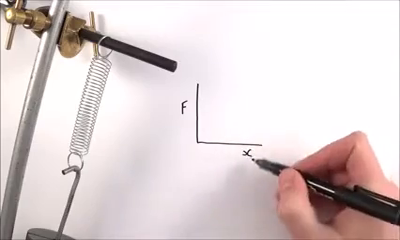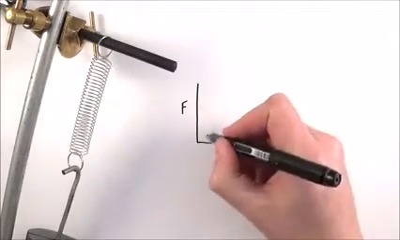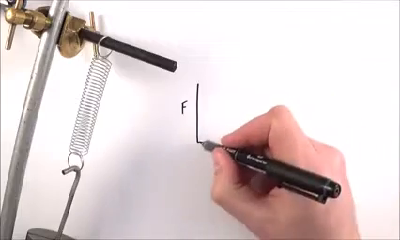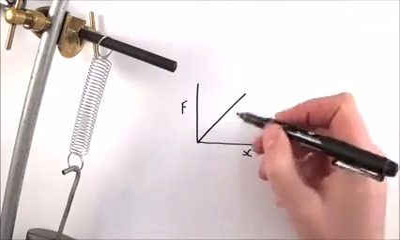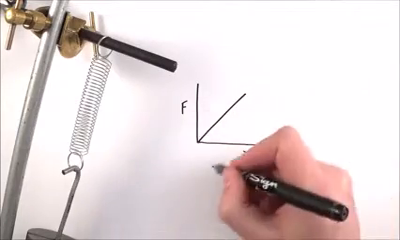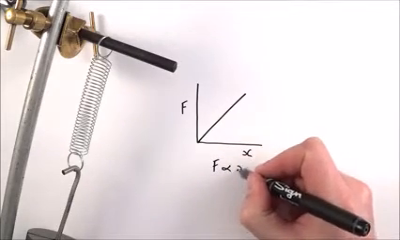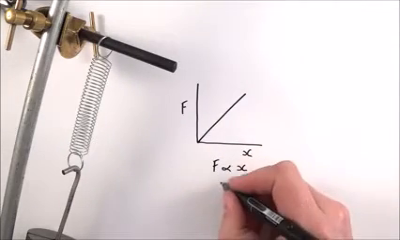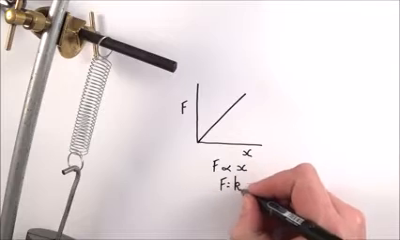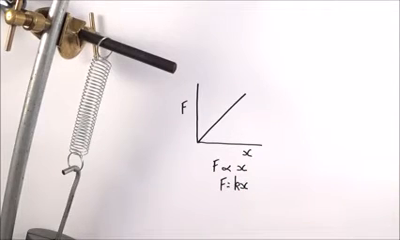And I'm going to use the symbol x for extension. And what we find is as you apply a bigger force, the extension gets longer. And we actually get a fairly nice region like this, where the force is proportional to the extension. And we can therefore say that F is equal to kx. And this is all put together nicely in Hooke's law.